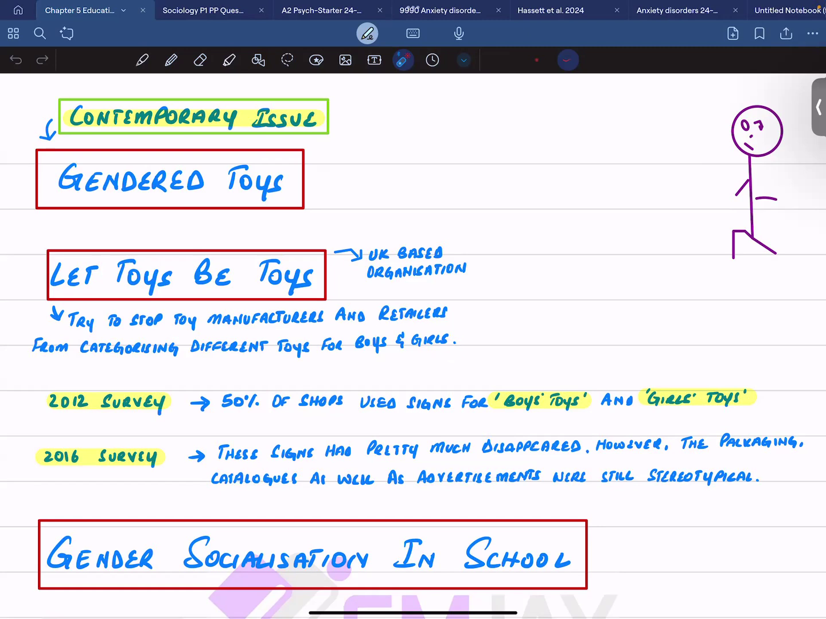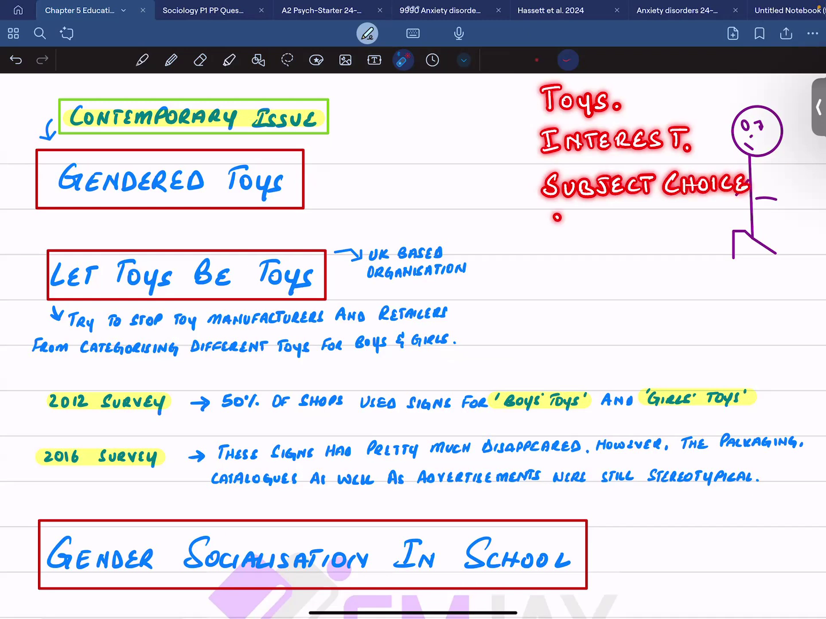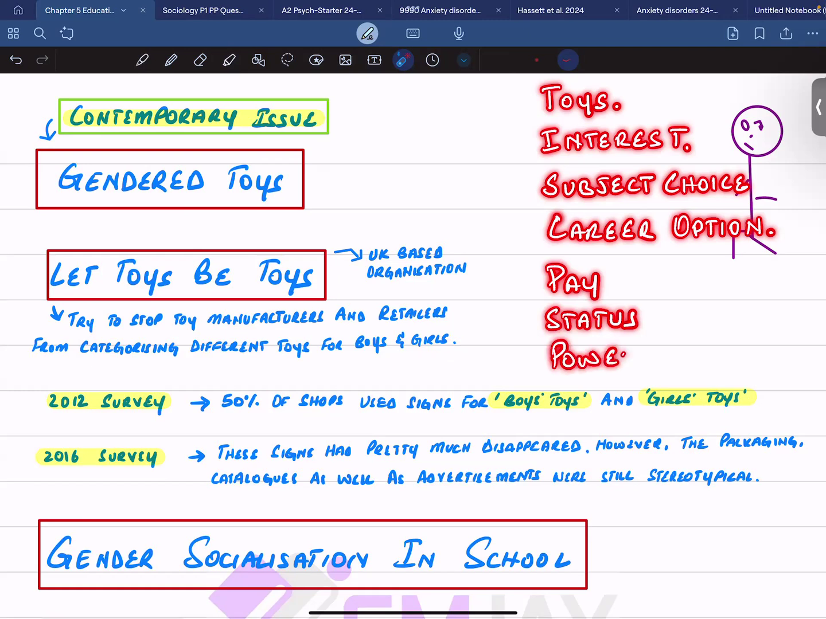Of course, see, this goes a long way. It's more like a chain. Now, if I may put it in this manner, the toys that you show preference towards might lead to you developing interest towards something, and the amount of interest you start developing towards something might lead to different subjects that you choose to study. So this could eventually impact your subject choice. Your subject choice might eventually impact the career options you have. And the career options you have decide your pay, your status, your power, your prestige, and the list goes on.